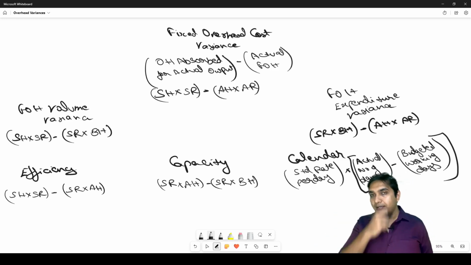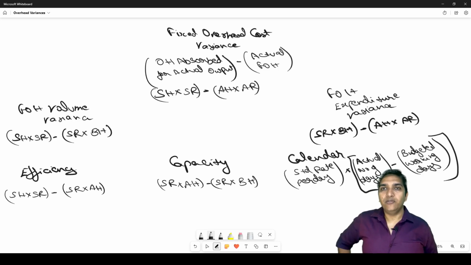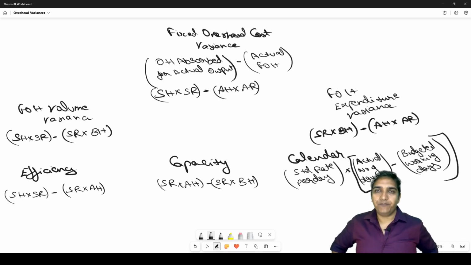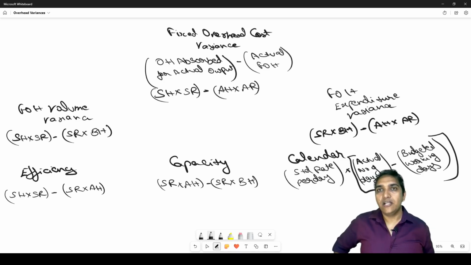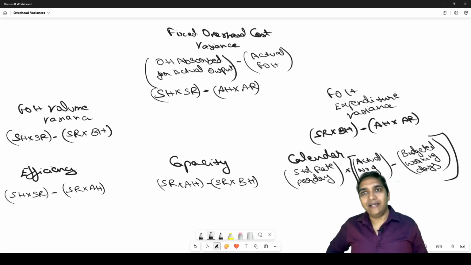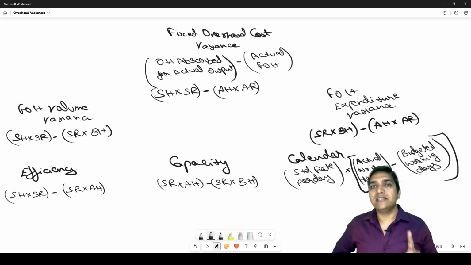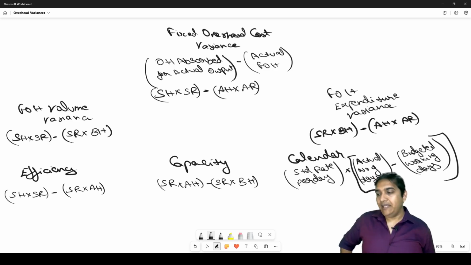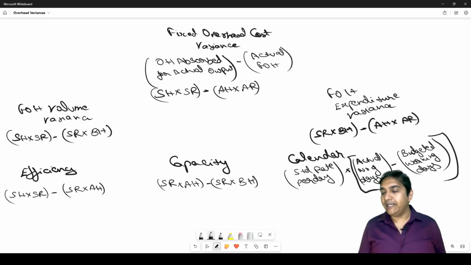So what is calendar? Let's say in a month we budget to work for 28 days. We say that we will run our factory for 28 days. However, we could only run our factory for 27 days. So there we have lost one working day. In calendar we calculate the difference in cost occurring due to that one day the factory was not working. That is calendar.